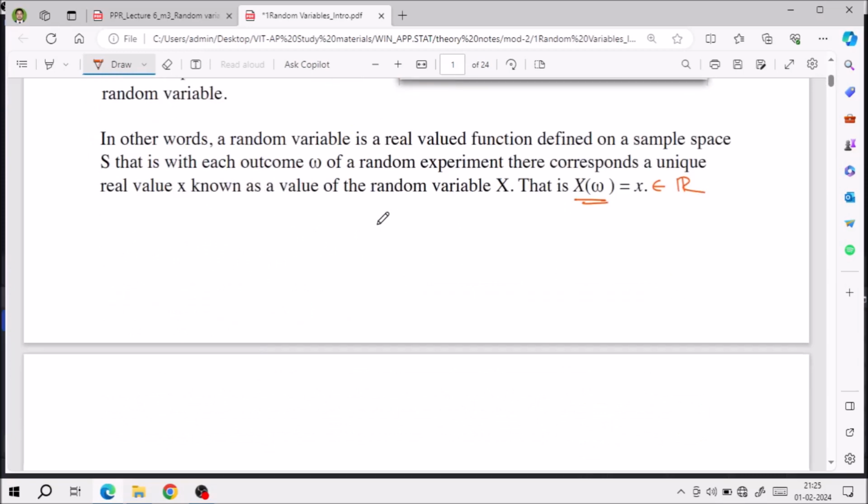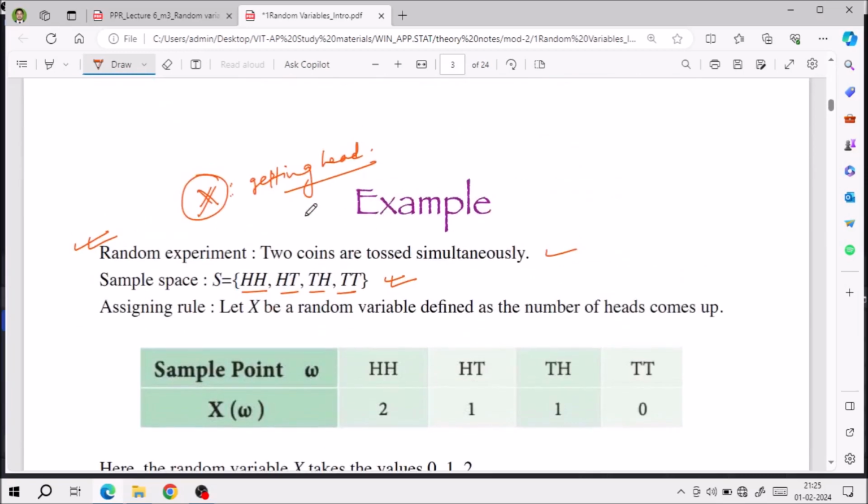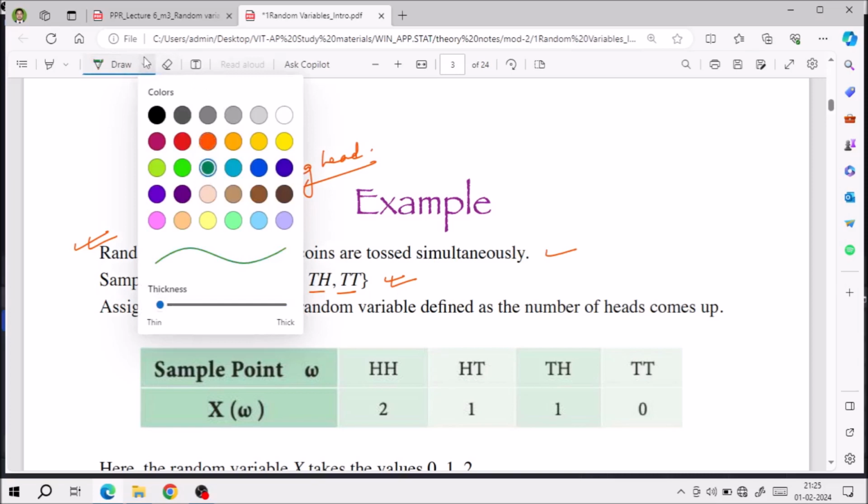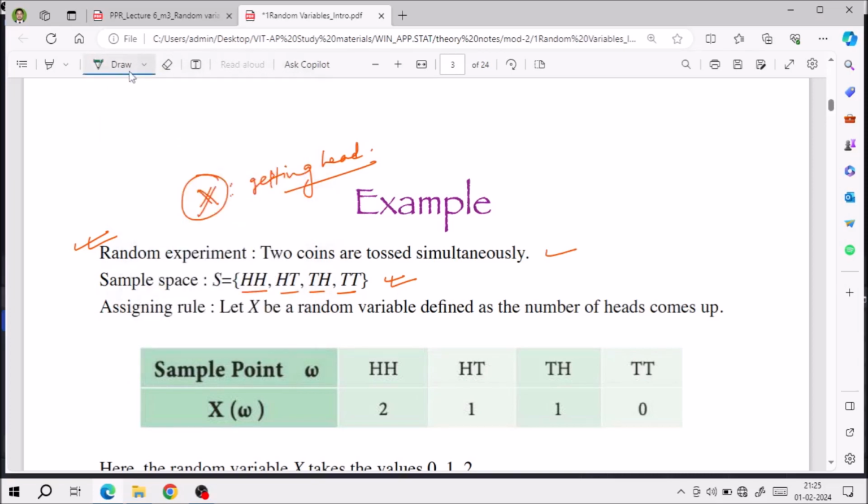Now we'll try to understand this notion of random variable through one classical example. Suppose you have this random experiment where two coins are tossed simultaneously. What are the possible outcomes? You will get head-head, head-tail, tail-head, and tail-tail. These are the possible outcomes you have. So this is nothing but your sample space.